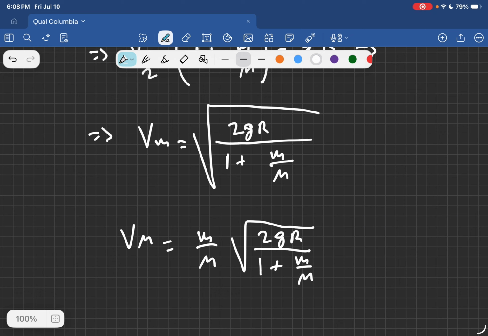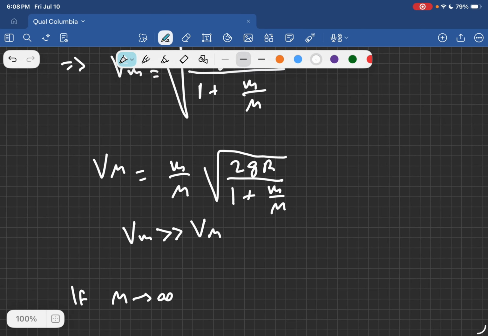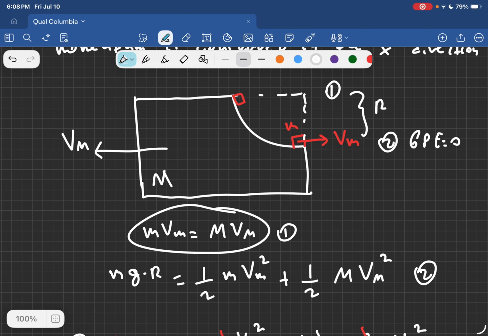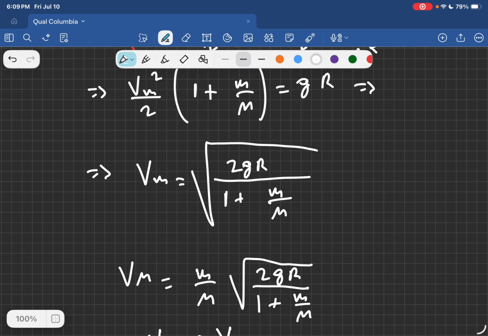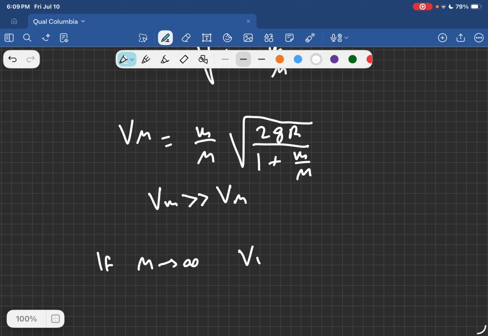Okay, and as it's natural, v_m is actually much larger than v_M. Is there a way to see this? I mean, if we take the limit, so if M goes to infinity, so if we are talking about a really heavy block M, and again the big block is this one, what's going to happen? v_m is going to be equal to the square root of 2gr, which is the familiar relationship you get from free fall, pretty much, right? Am I right?